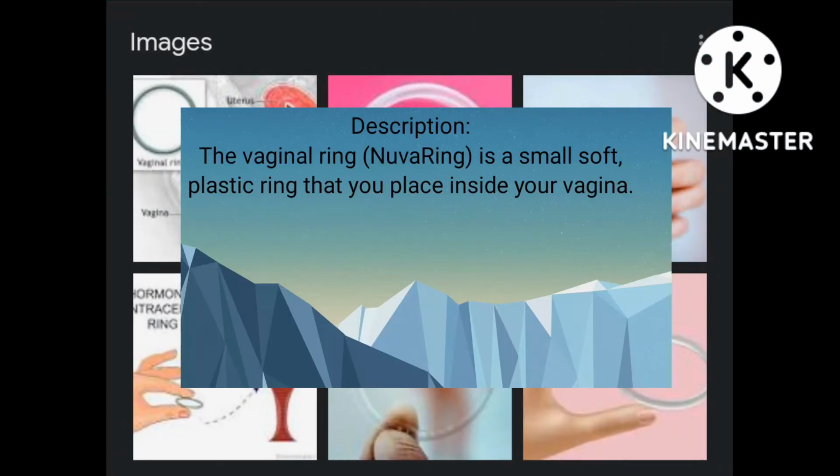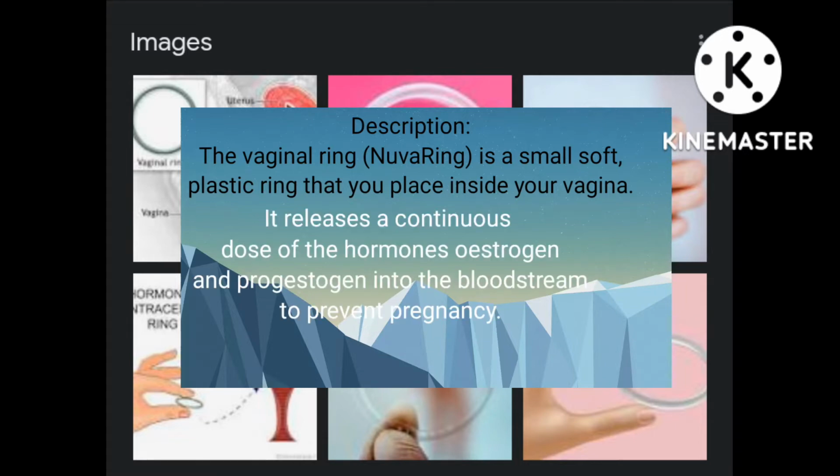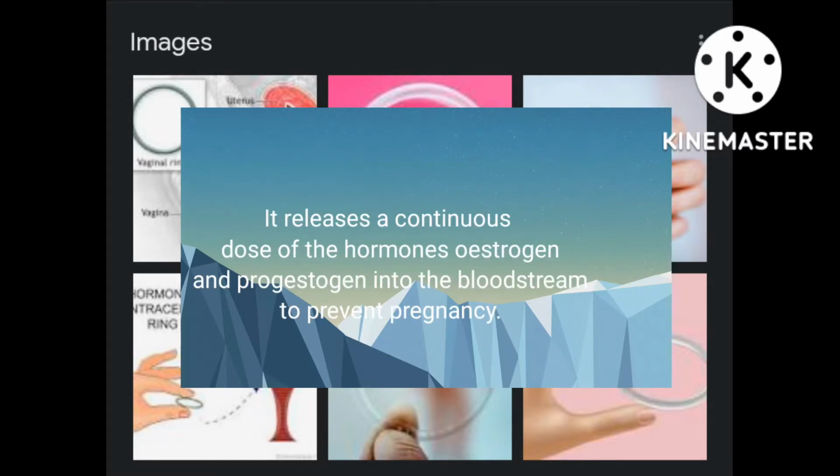The next is the vaginal ring. Vaginal ring description. The vaginal ring, or NuvaRing, is a small soft plastic ring that you place inside your vagina. It releases a continuous dose of the hormones estrogen and progestogen into the bloodstream to prevent pregnancy.